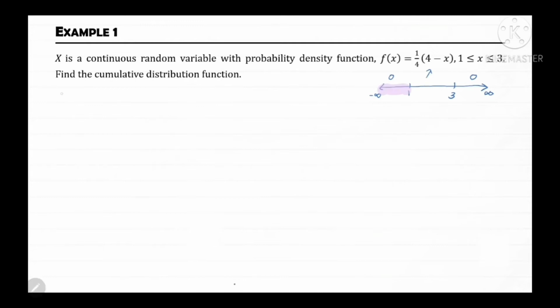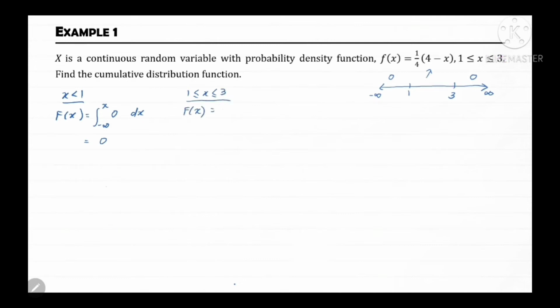So for the first interval, x less than 1, the cumulative is from negative infinity to x, where x should be less than 1. The function is 0 dx. So we integrate 0, we get 0. So from negative infinity up to the start of the interval, the cumulative is always 0. For the next interval, x is from 1 to 3. So the interval is from 1 to 3.